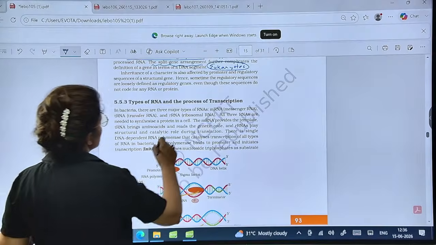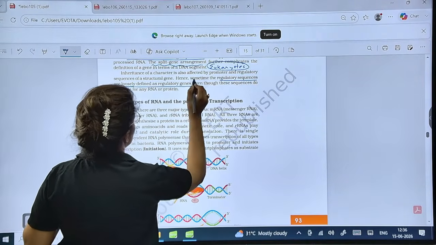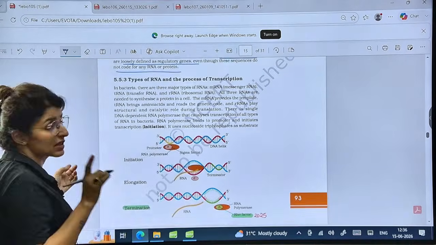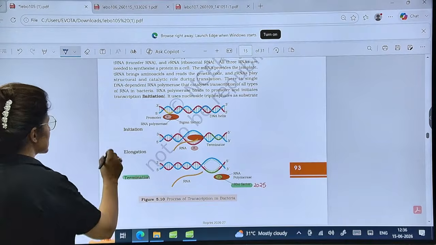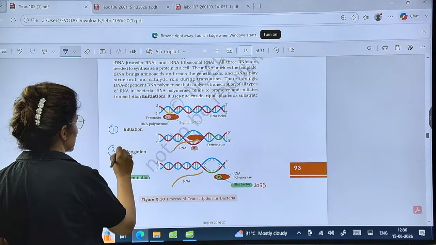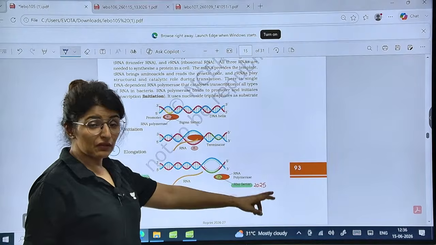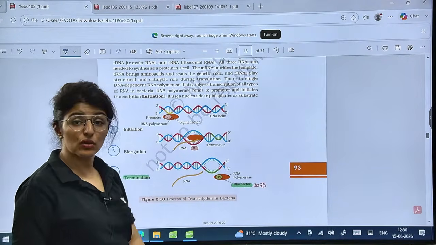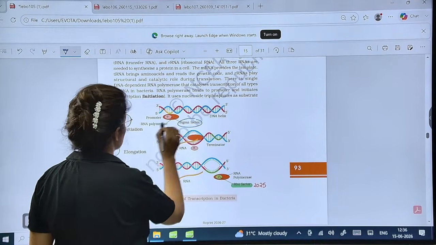Now apart from this, guys, there are some regulatory sequences, loosely defined regulatory genes, that do not code for any RNA or protein, but they are essential for transcription. Now see, these are the three steps: one is initiation, second is elongation, third is termination. So a question in 2025: which regulatory sequence is required for the termination process? It is rho. Can they ask which regulatory sequence is required for initiation?